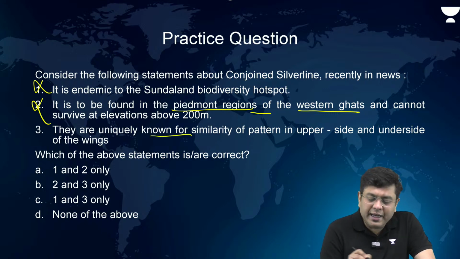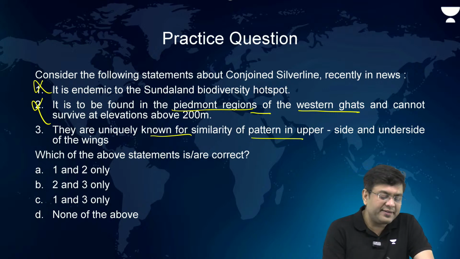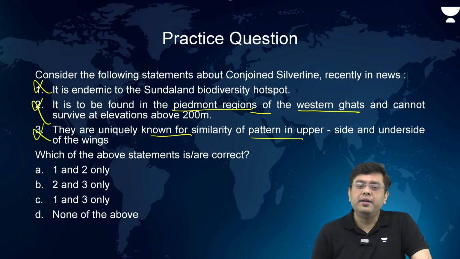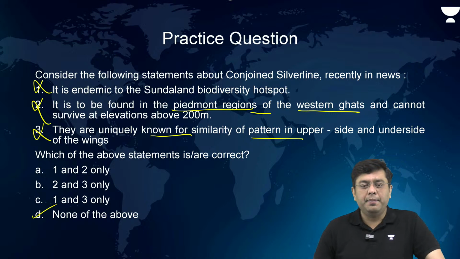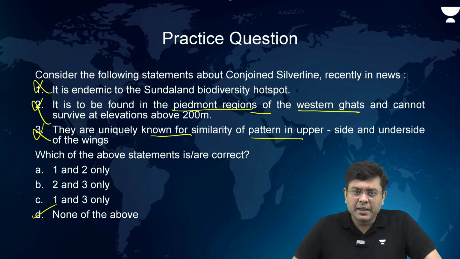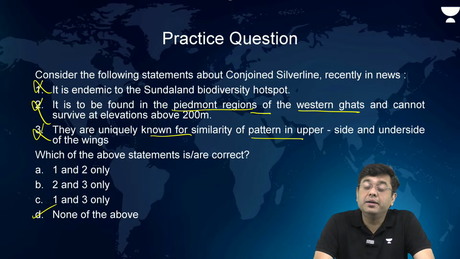Then they are uniquely known for similarity of pattern in upper side and underside. That is not the case. Patterns are different. So the answer is D, none of the above. Okay? I hope this is clear. Now, the pattern and the fused forewing is what you have to keep in mind, and its endemism, endemic to where.